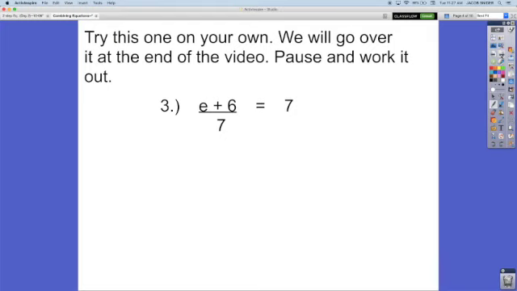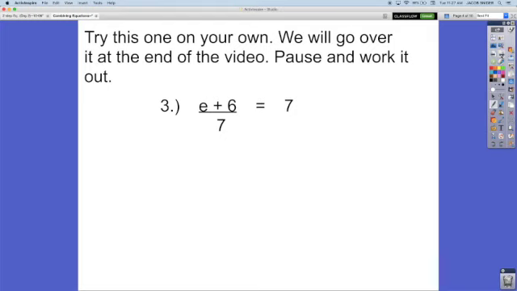Okay, try this one on your own. We're going to go over it at the end of the video. Pause and work it out. Okay, so I got e plus 6 all over 7 equals 7. Copy that down for me. Okay, so that's the first type of problem for today.